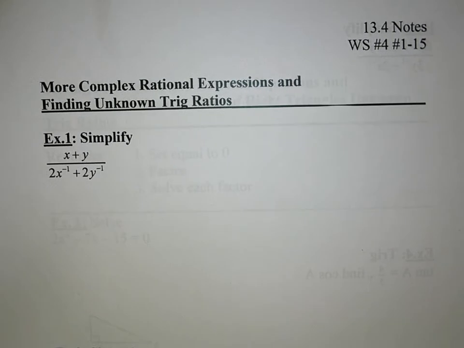Right, so 13.4, more complex rational expressions and finding unknown trig ratios. Okay. The first thing that you're going to want to do is get rid of negative exponents. So how would I end up rewriting this?